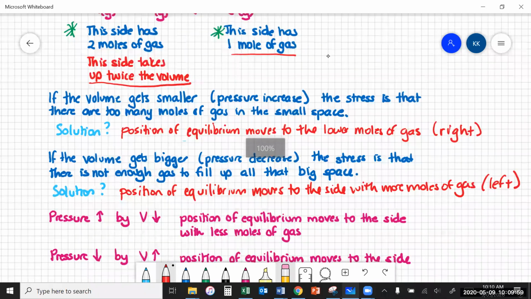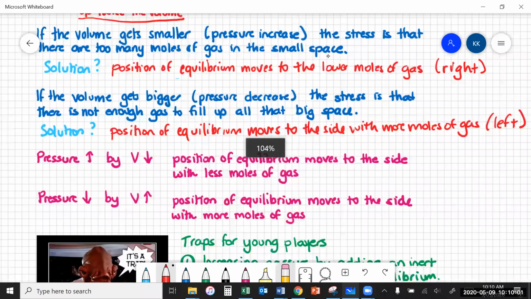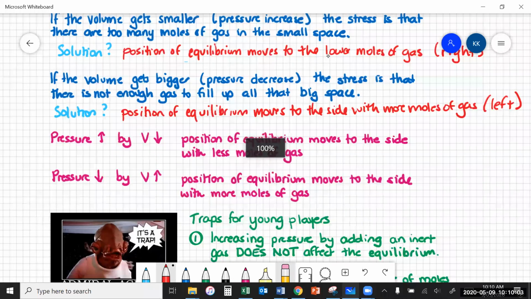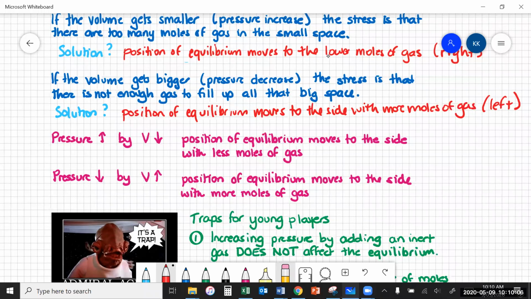So quick summary. If you are going to increase the pressure by decreasing the volume, the position of equilibrium is going to go to the side with less moles of gas. And if you decrease the pressure by increasing the volume, the position of equilibrium is going to move to the side with more moles of gas.